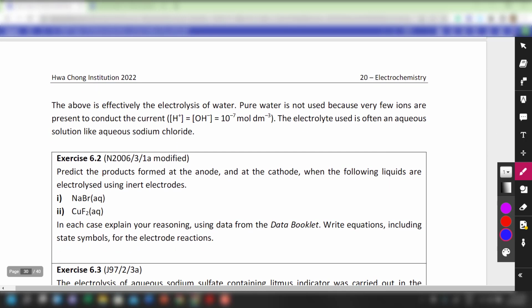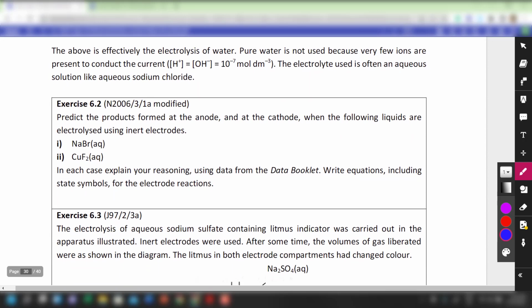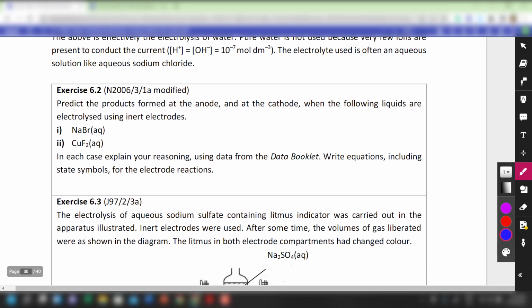The above is effectively the electrolysis of water. Pure water is not used. If we want to perform electrolysis of water, we need to ensure that the water is able to conduct, or has free mobile ions. So we'll usually add some sodium chloride or even some dilute acid. We'll first be looking at exercise 6.2.